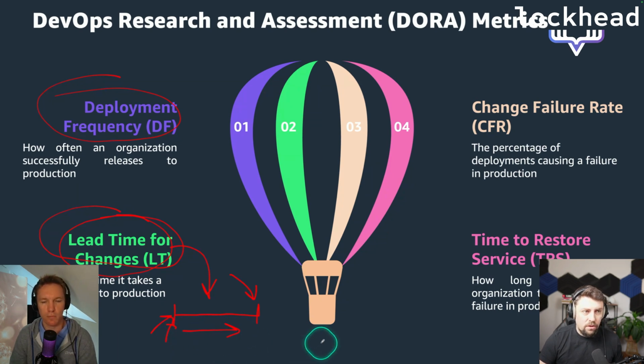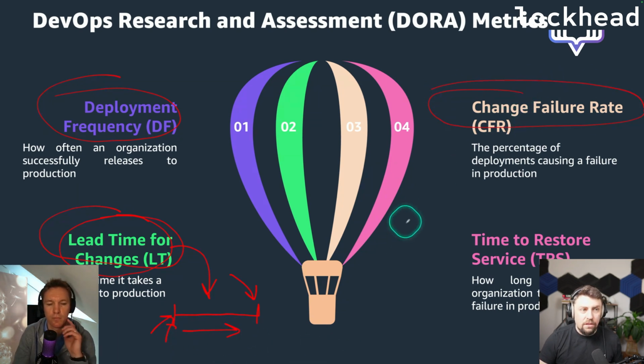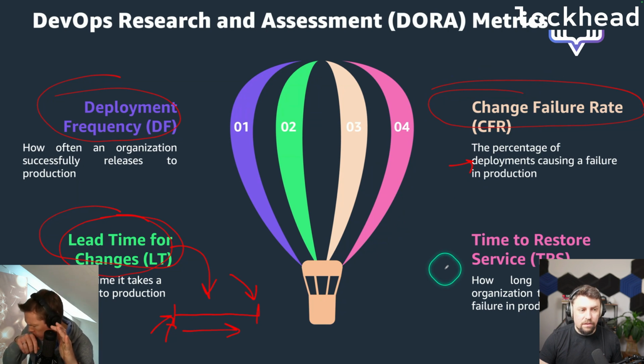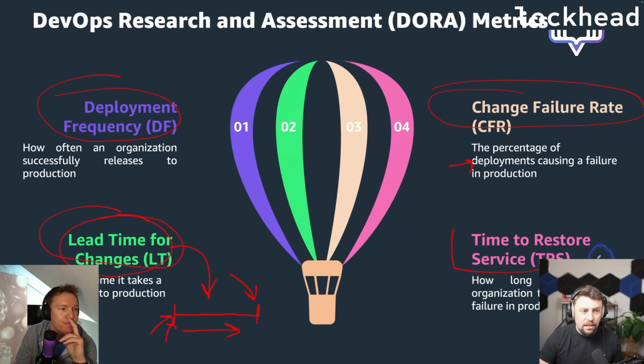and how much time will it need to see these changes on production. Then change failure rate, the percentage of your deployments that are not successful, and time to restore of your service: how long it will take to recover from a failure on your production.